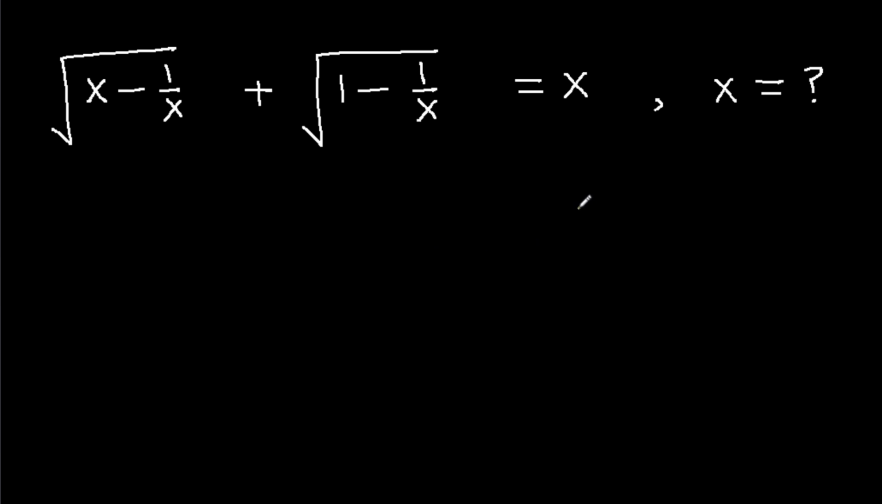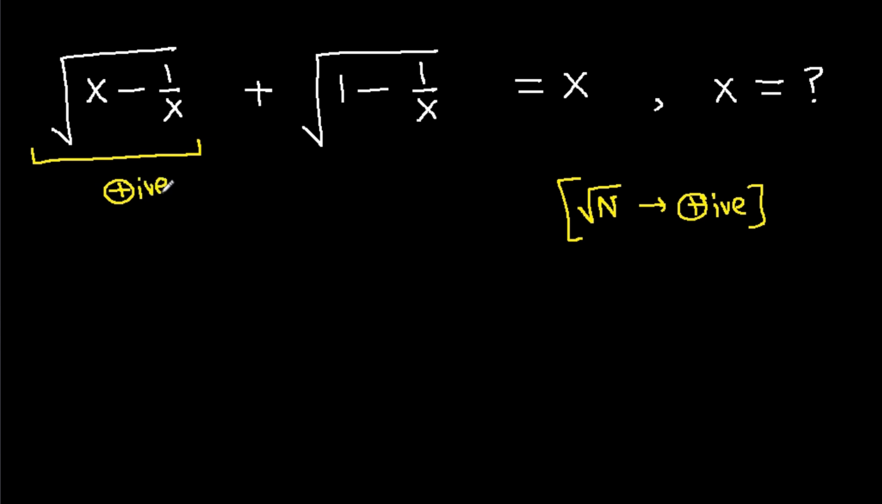So we know that the square root of any number is positive. So the square root of x minus 1 by x will be positive, and the square root of 1 minus 1 by x will be positive. That means x should be positive.